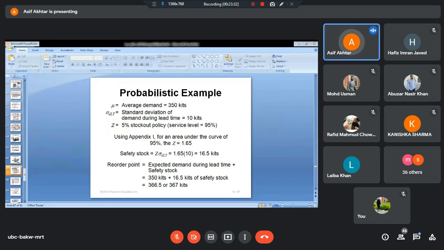Now final reorder point is the average demand plus the safety stock. Yes, Laiba, you want to ask something? Yes, sir. Sir, area under the curve of 95%, ये 1.65 कैसे आया है?